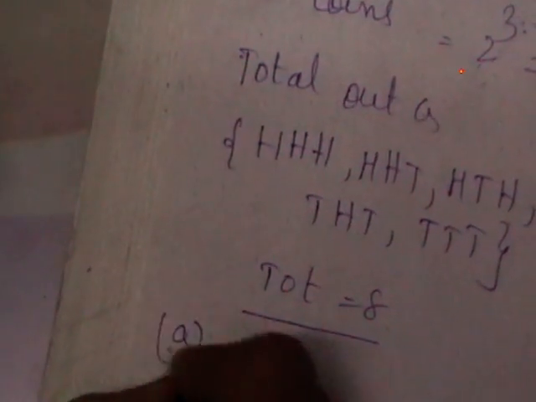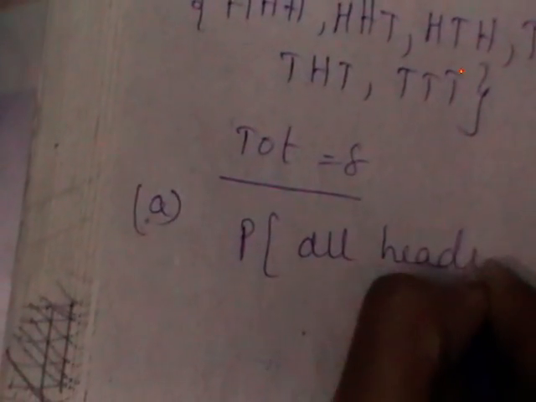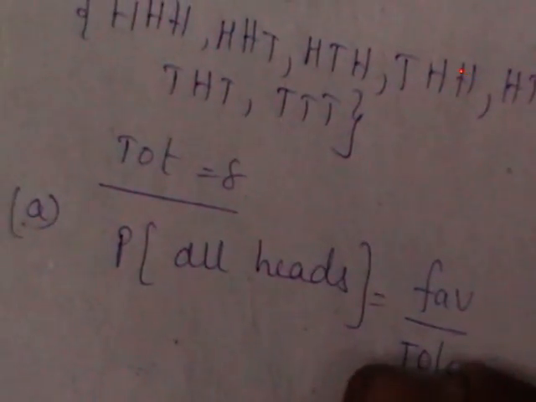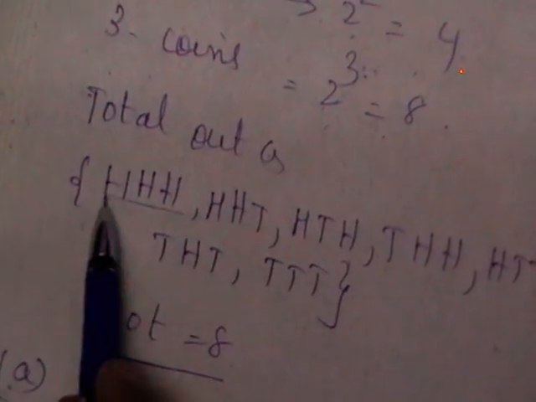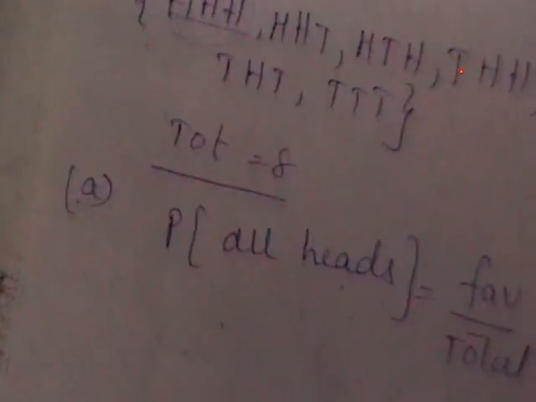Now let us look at the first one. What is the first one? Probability that all are heads. Probability of all heads means again favorable number of cases by total number of cases. From this problem, all are heads means all 3 should be heads. How many such events do you have? Only 1. So 1 by 8 is the probability.